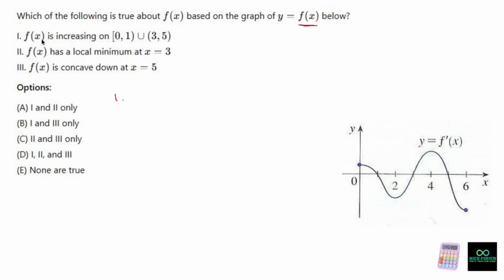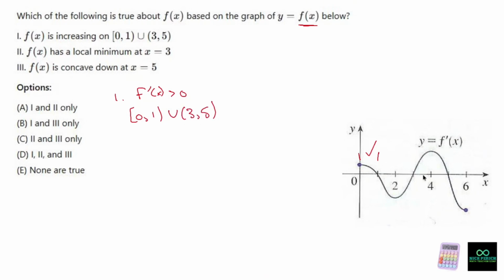3 to 5. It's saying f of x is increasing. Now, if f of x is increasing, that would imply that the derivative is positive, meaning the slope is a positive number. So if I look at this fact, I care about what happens between 0 and 1. So is the derivative positive between 0 and 1? And here's 0, here's 1. Is it above the x-axis? Yep, check.